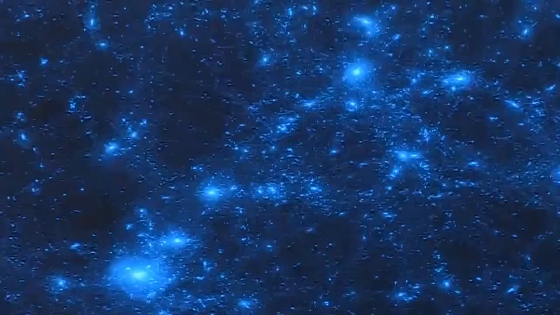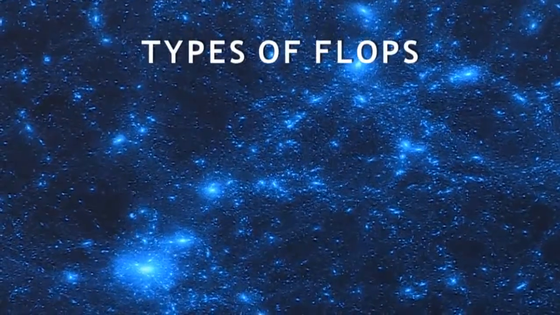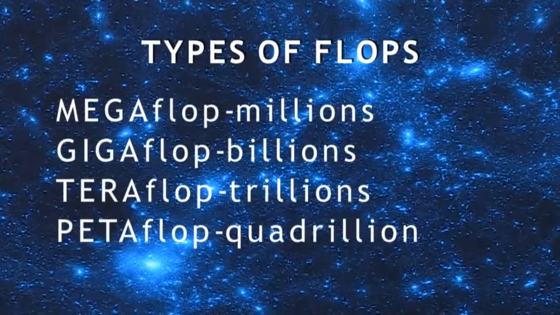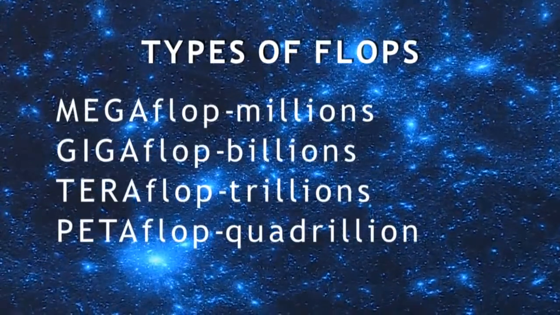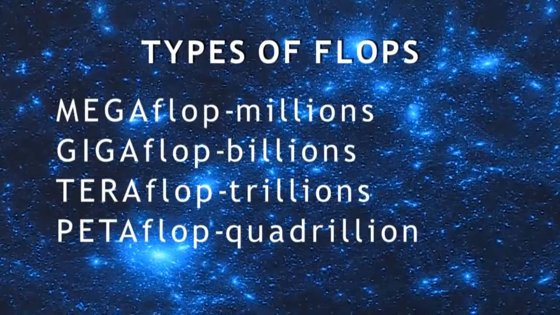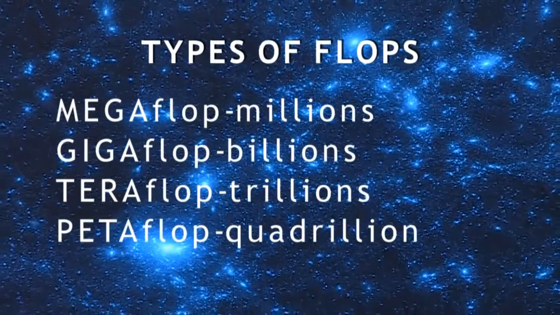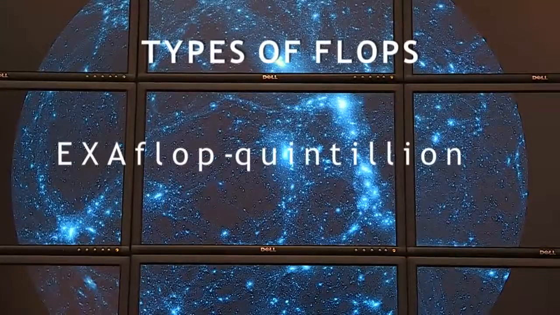And the nominal speed will be some number of flops. That's when you get into the other part of the acronym. So mega, for example, is millions. And you have giga, which is billions, tera, trillions, peta, which is quadrillion. This thing can scale up to 100 petaflops. And then exa would be quintillion. You're going up by a factor of 1,000 each time.